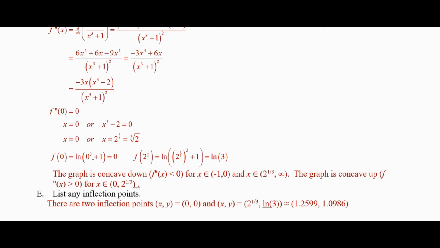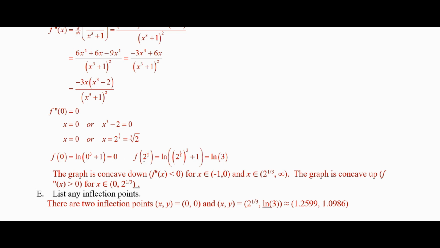If you do f of 0, you get 1 for the original function. You get log of 1, which is 0 for the original function. That's the origin. So the origin is there. And so of course that's the y-intercept, right? And the only x-intercept as well.